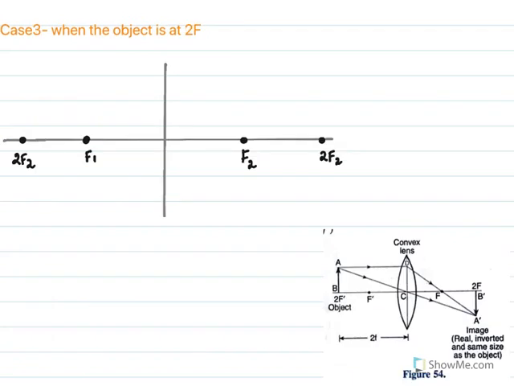So you need to draw these 4 points, 2f1, this is 2f1, f1, f2, 2f2 equidistant. You can keep 4 centimeters, and then you draw the lens here. And now the object, we are going to keep it at 2f. So here is the object at 2f. From here we'll have two rays. One ray that comes parallel and the other one that goes through the optical center.